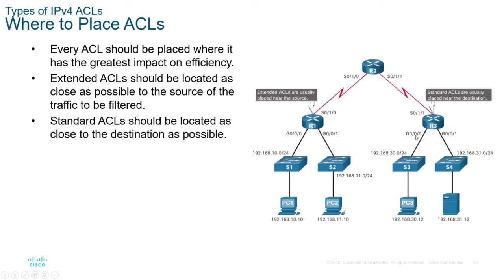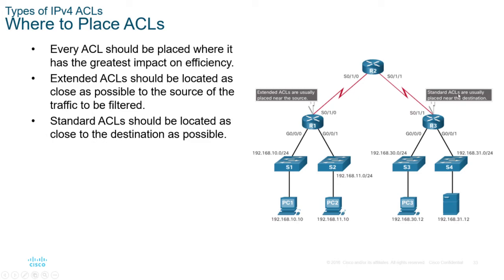So that's our standard ACLs. Again, standard ACLs have to go closest to the destination. Extended ACLs can go wherever you want them to, but the best practice is to try and place them as close to the source as possible. Now, the reason we want to place it as close to the source as possible is to limit network congestion and reduce resource usage on our devices.